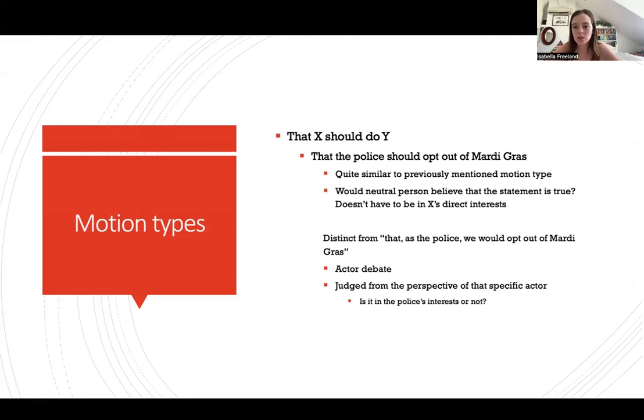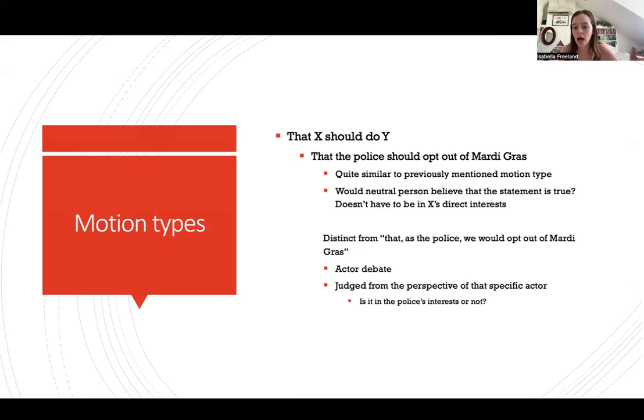So the next sort of motion is that X should do Y. So for example, that the police should opt out of Mardi Gras. This is similar to the last motion mentioned, but it doesn't matter in this topic what the incentives of the police are. It just matters, would this be net good or net bad? So you can't make arguments like, the police themselves don't have an incentive to do this, because this debate isn't about whether, as the police, we would do it. It's about whether the police should do it in general.